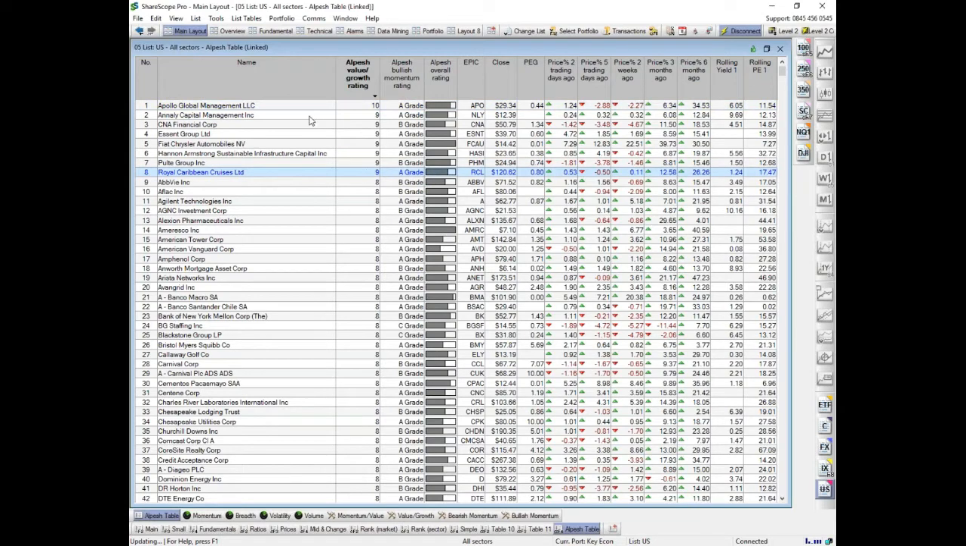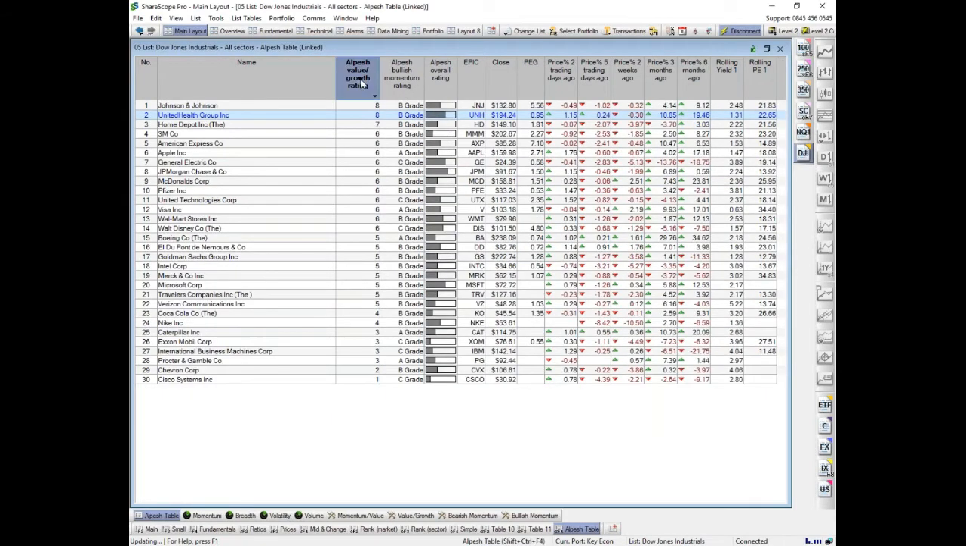So when we did that, these are the numbers that we came up with. Now, for those interested in the Dow, this is how the Dow stacks up. Johnson & Johnson, United Health, right at the top for Dow stocks.